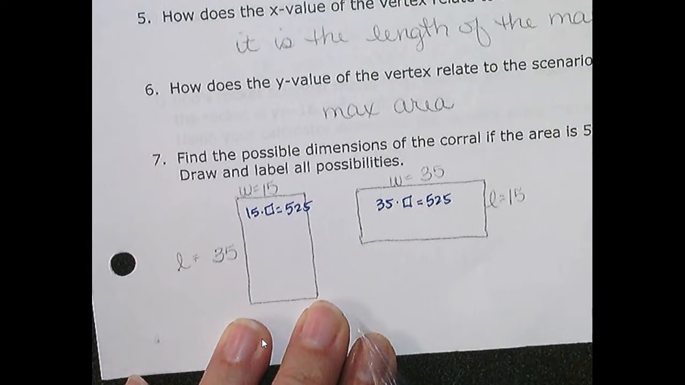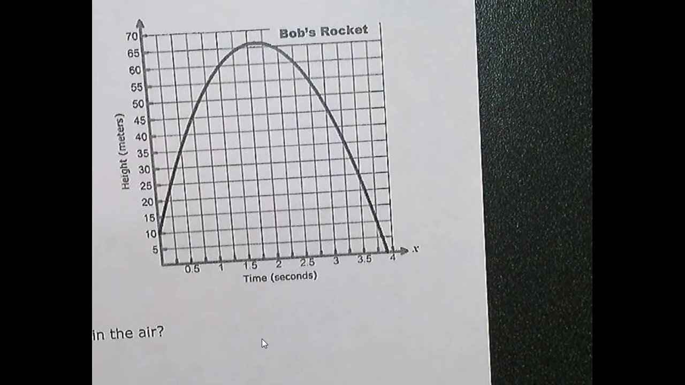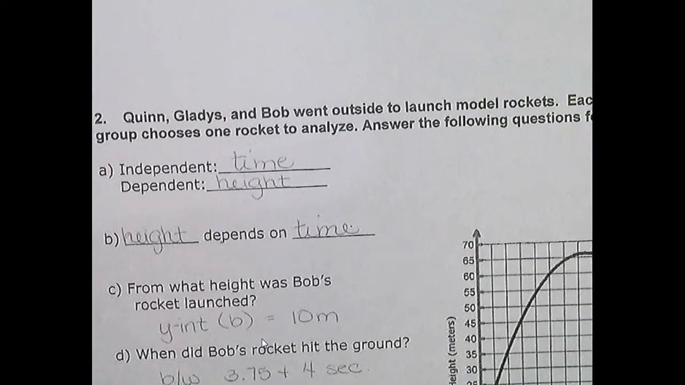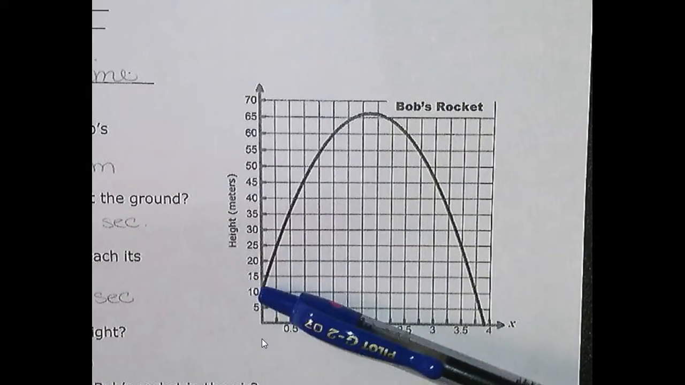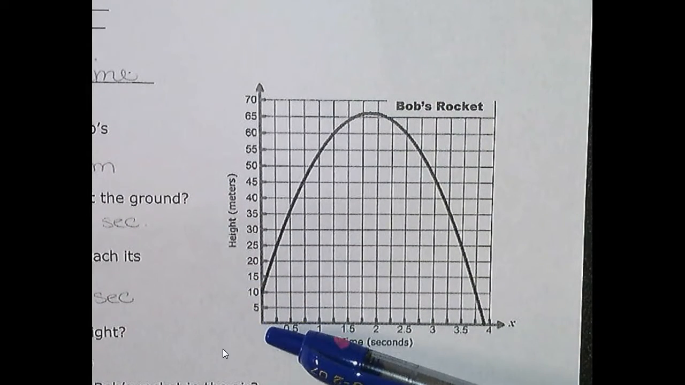All right, the back page. All right, so they're looking at launching a rocket. Each person in the group chooses one rocket to analyze. Answer the following questions with the rocket. We don't have rockets, but we do have fireworks. Now, if you bought some fireworks, and we've all experienced the fireworks, and you light them, the other question is, why aren't you starting at 0? Because I'm not the height of an ant.